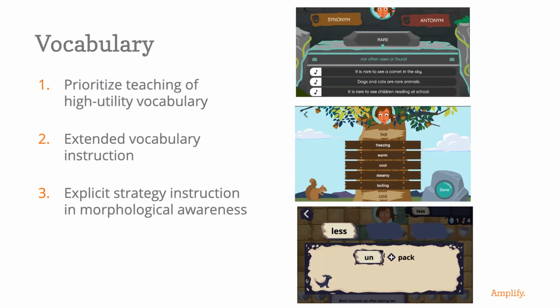The one on the top here is called Word Raiders, and this is our younger elementary game in which we teach these tier 2 words. The other piece is that we want to not only focus on knowing the definition of a vocabulary word, but we want to teach students to really develop depth of knowledge for all of these words that we're targeting. Depth of knowledge has been shown in the research to be more highly related to reading comprehension outcomes.